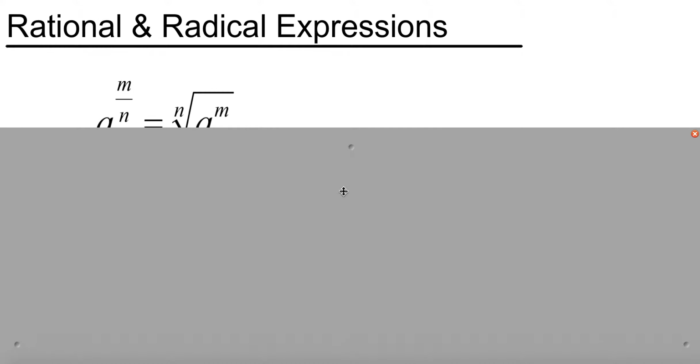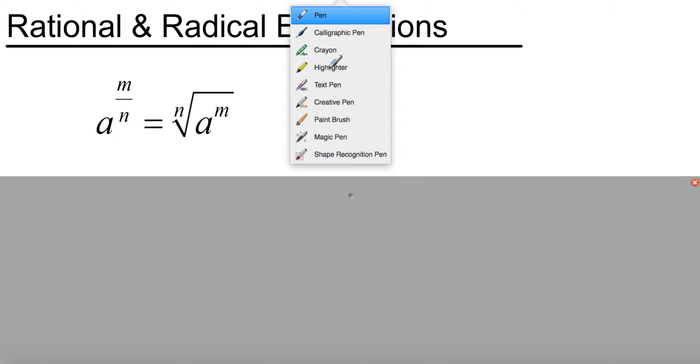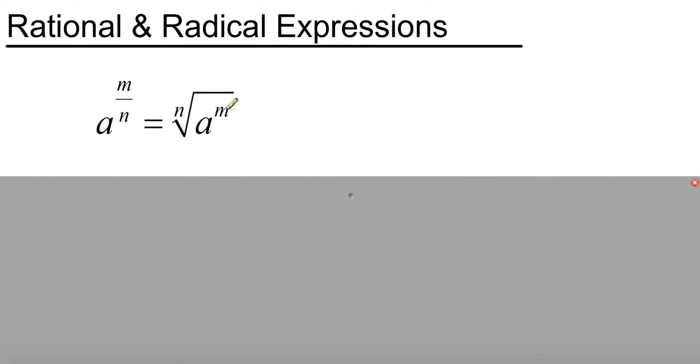In this video, we're going to take a look at rational and radical expressions. We're going to start off by adding to some of the exponent rules we've already reviewed in some previous videos. And this first rule deals with a rational exponent or a fraction exponent. And here we have on the left a to the m over n power, which can be rewritten with a radical as the nth root of a to the m.